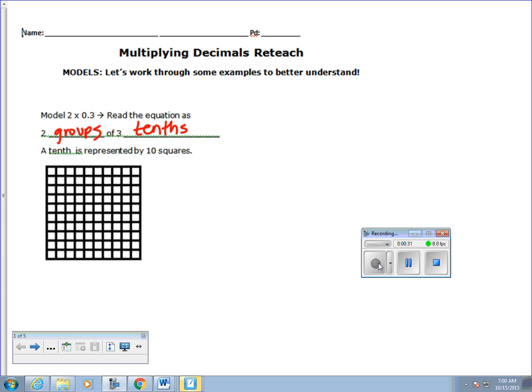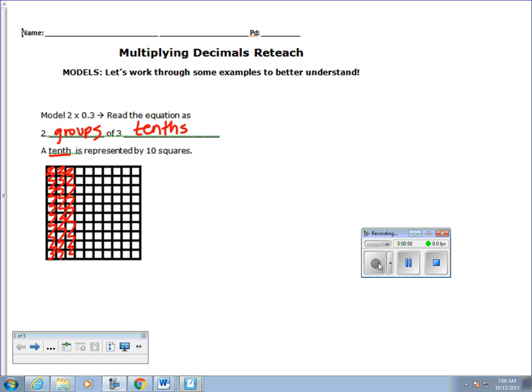So we need to understand that a tenth is represented by 10 squares. So I know every vertical line or every horizontal line has 10 squares. So I'm going to do 2 groups of 3/10. So here's group number 1. 1/10, 2/10, 3/10. That's group number 1.